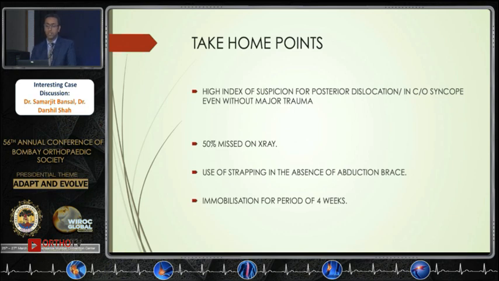So the take-home points are: there should be a high index of suspicion for posterior dislocation in case of a syncope, even without major trauma. 50% of these patients are missed on X-ray. Strapping can be used in the absence of an abduction brace, which is a cheaper option, and immobilization should be done for a period of 4 weeks.